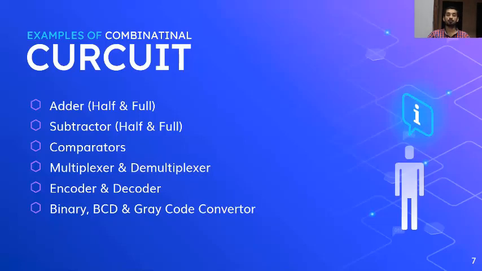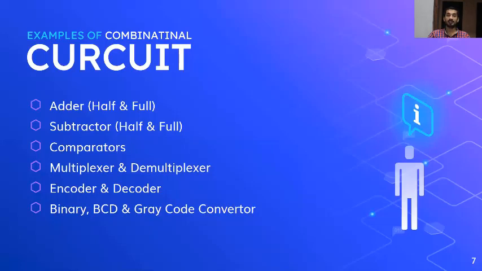Then we have comparators. A comparator is a combinational circuit that compares values. Let's take some variables. I have taken 2 variables, A and B. A holds 10, whereas B holds 20. So what does the comparator do? It compares A to B.